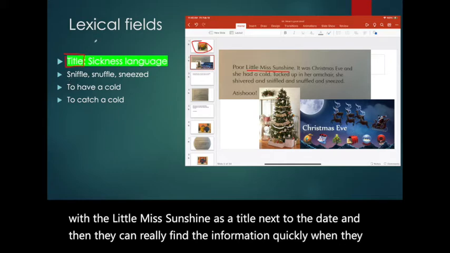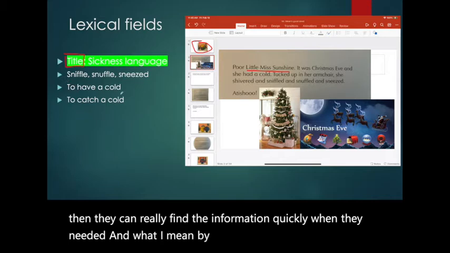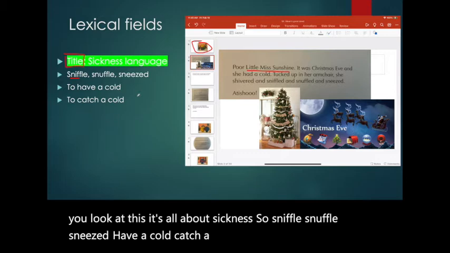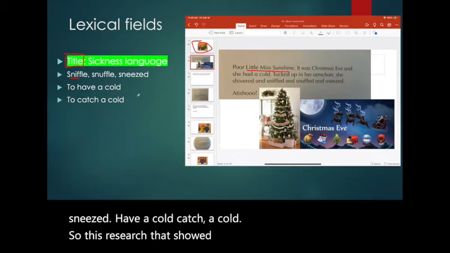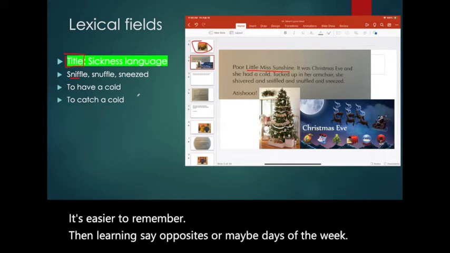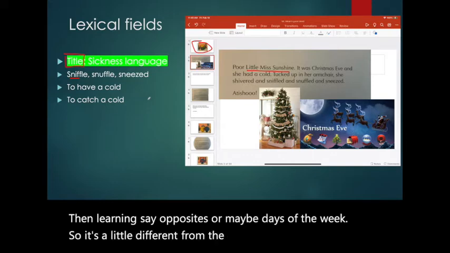And then what I mean by lexical fields is that, for example, if you look at this, it's all about sickness. So sniffle, snuffle, sneeze, have a cold, catch a cold. There's research that showed that learning lexical fields is easier to remember than learning, say, opposites or maybe days of the week. So it's a little different from the way language is organized in textbooks, I think.